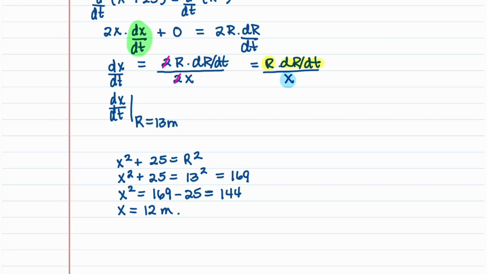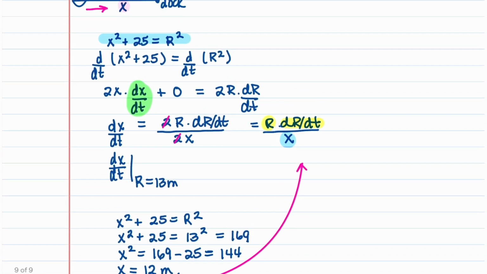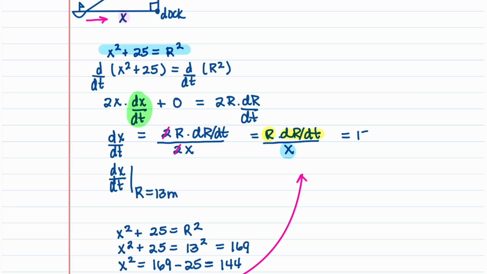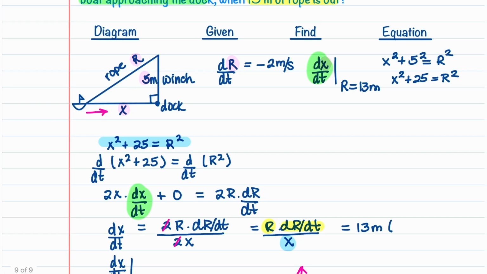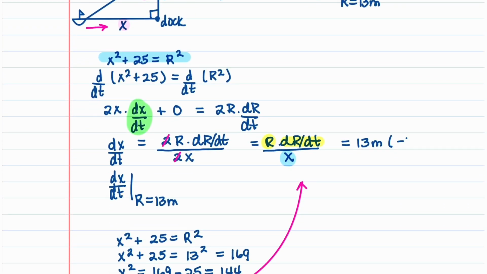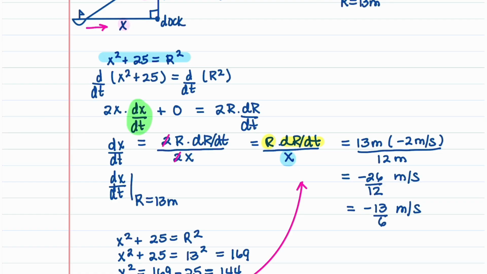Now we can go ahead and go back up, and we can plug in everything into that equation. Our R is 13 meters, and then dr/dt we were given up here is minus 2 meters per second. And then we just found that x was equal to 12 meters. So this is minus 26 over 12 meters per second, and we can divide by 2 in both of those. So we get minus 13 over 6 meters per second.